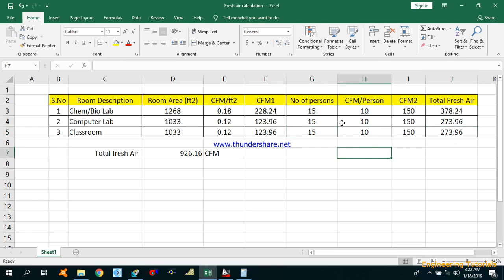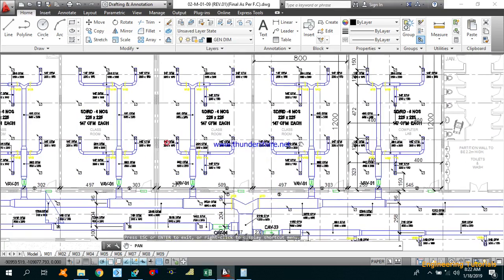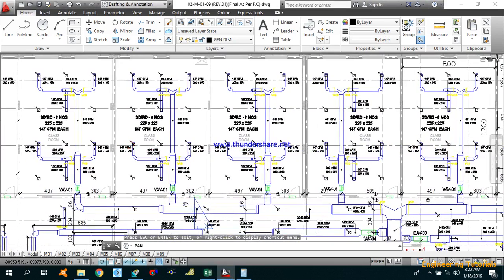So if you need to calculate the total CFM for these three areas, chemistry bio lab, computer lab and the classroom, it will be the sum of these three CFM that is calculated over here. So this is how you can calculate the fresh air CFM for each and every room. So in the same way you can find the CFM for other classrooms.